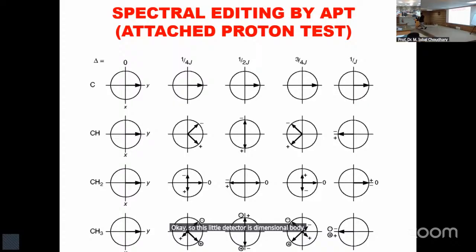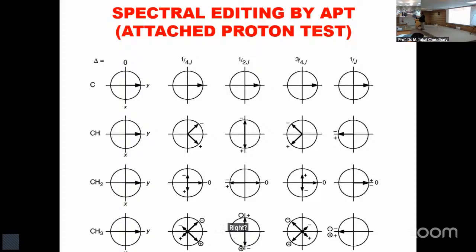You need to bring all of them together, so all the C, CH, CH2, CH3 carbons are in the same place. When you give a 90x pulse, they are coherent. But after some time, they fan out. They split because they are coupled with protons. So CH3 will split into 4, right?